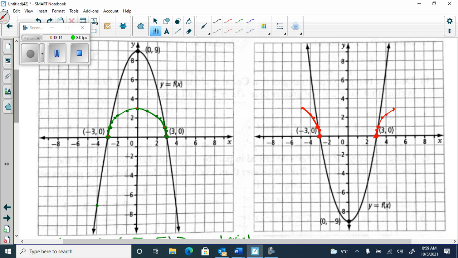Yeah. So your domain would be x is less than or equal to -3, x is greater than or equal to 3, and your range would be greater than or equal to 0 because it goes on forever, right? And it crosses through.